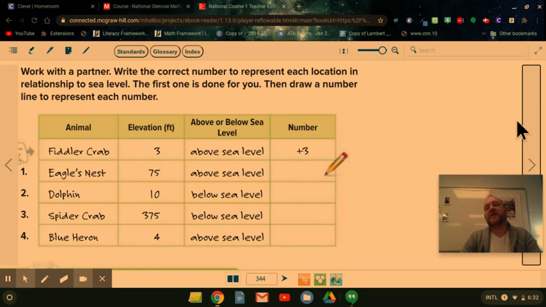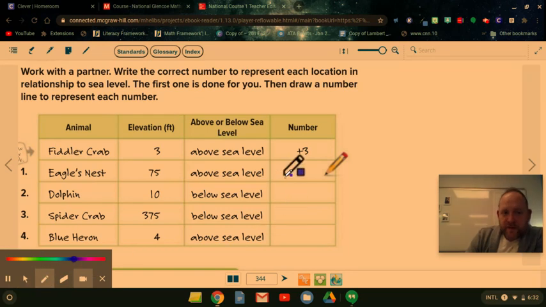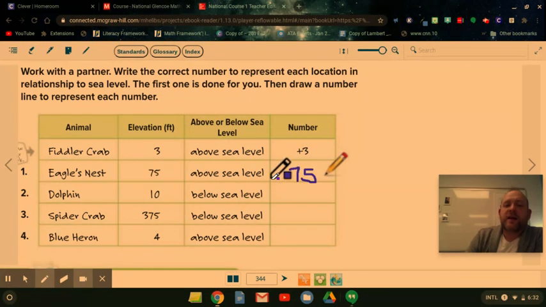All right, guys and gals, now that we've done those for you, let's go ahead and look at the answers. So the number, of course, for the eagle's nest, because it's above sea level, you could put a plus there or just write the number 75. I'd go ahead and leave the pluses off of mine because they don't need to be there, since it is understood that a regular value is the positive value. But if you put a plus there, it would be correct.